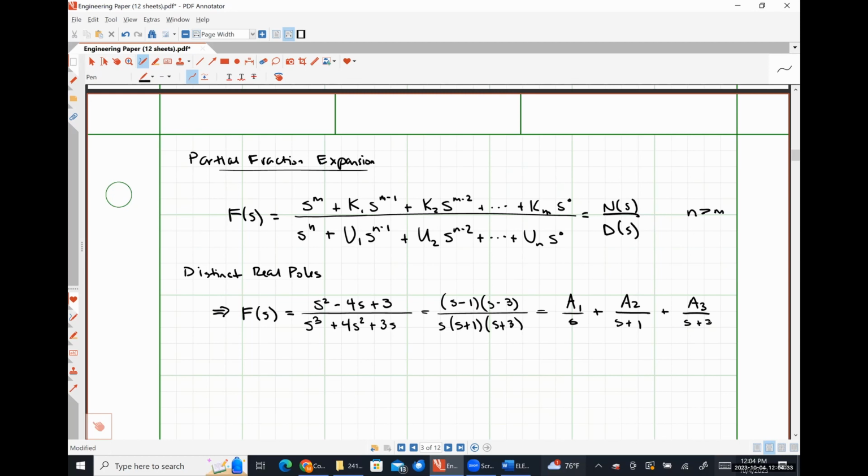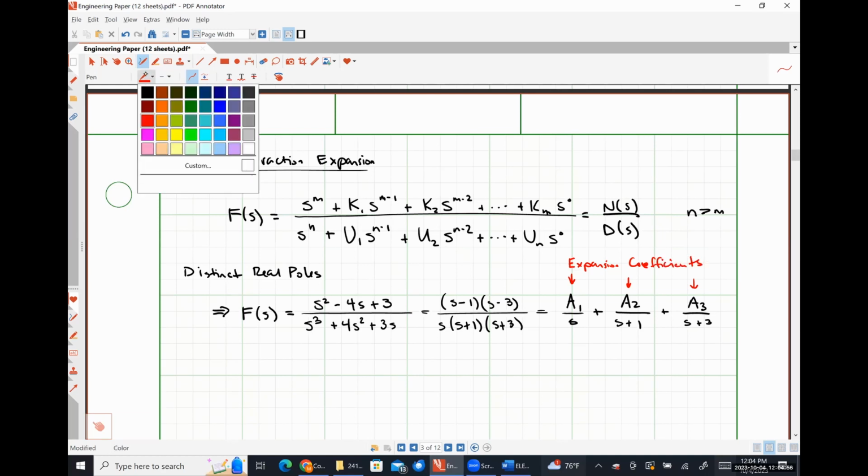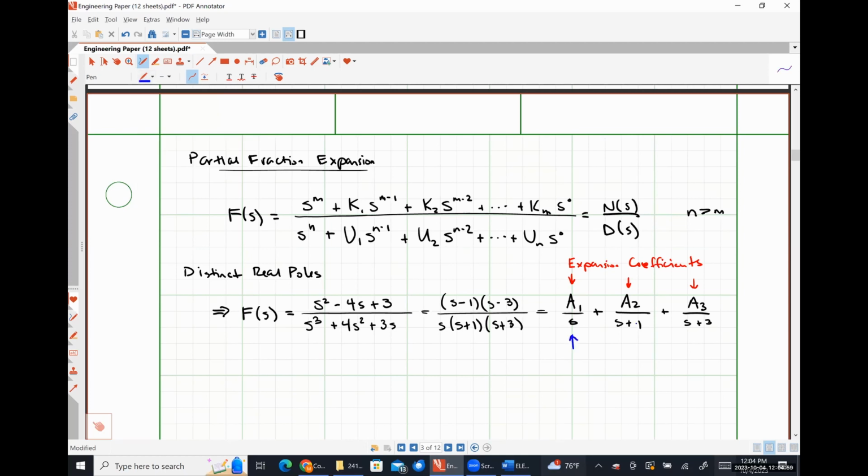So these things in the numerator, a1, a2, and a3, have a special name. These are what are called our expansion coefficients. And these things in the denominator also have a fancy name. They are what are called our pole factors. Okay, so let's talk about what a pole means here really quickly.